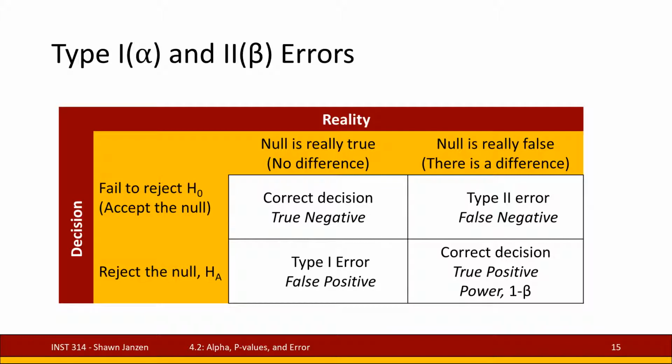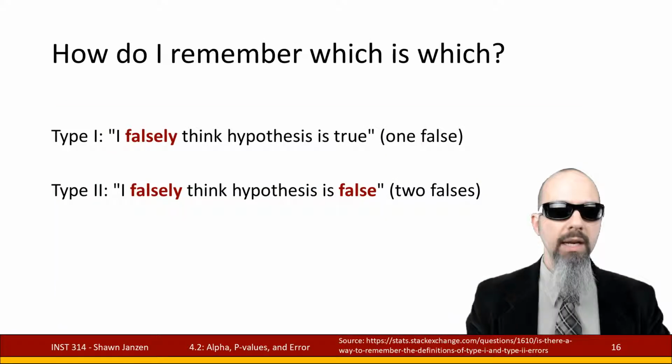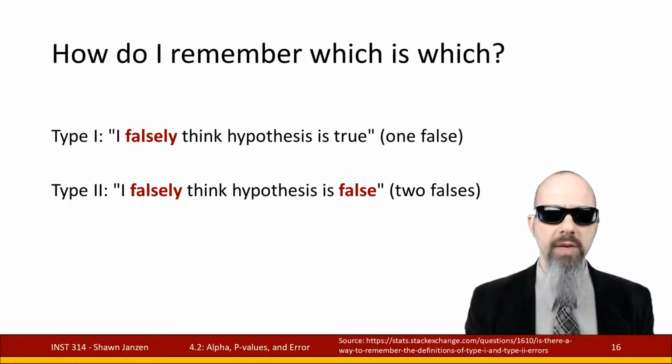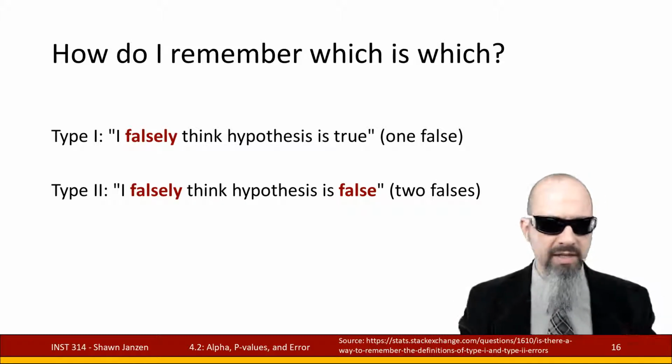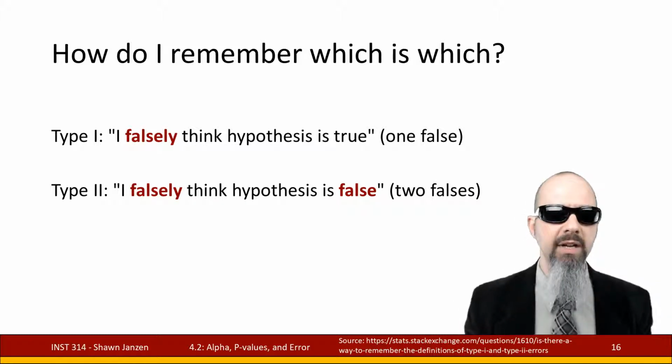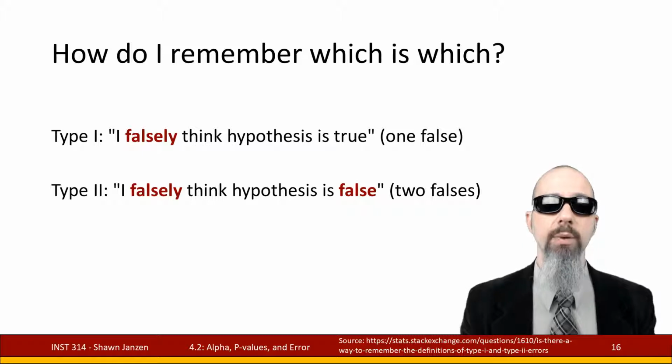Then you've gone and committed what we call a type 2 error, also known as the false negative error. Now, how do I remember which one is which? Because this can get kind of confusing. Type 1, type 2, false positive, false negative. So there's a couple statements that can help you out.